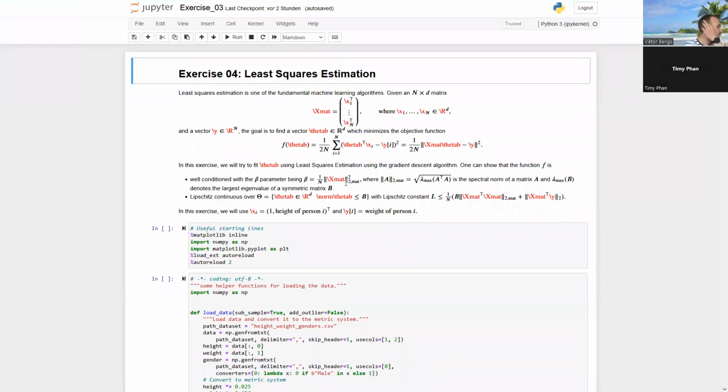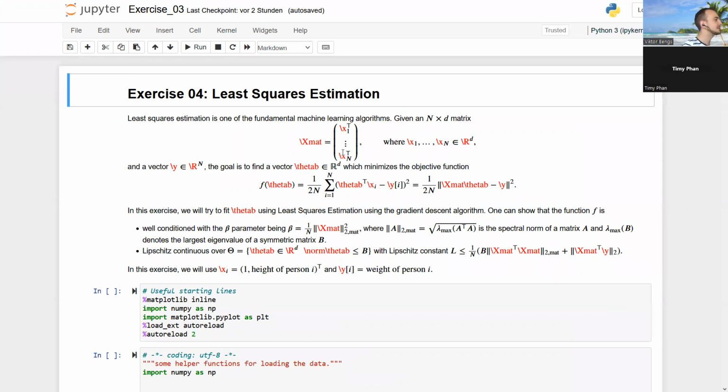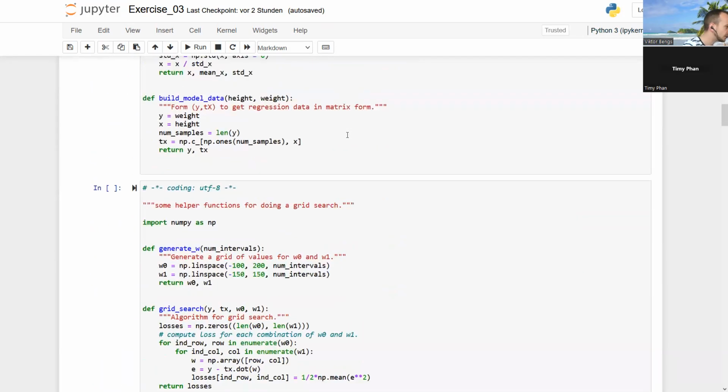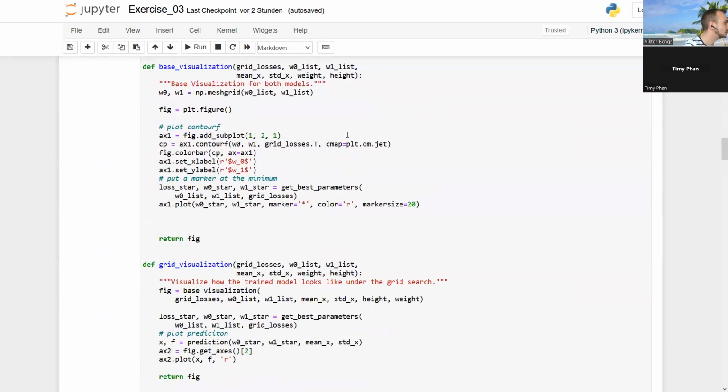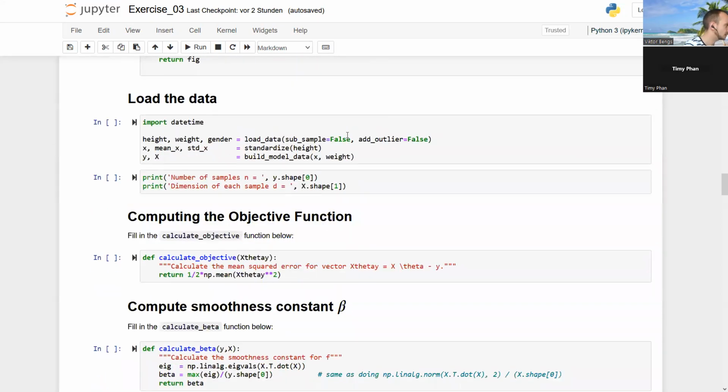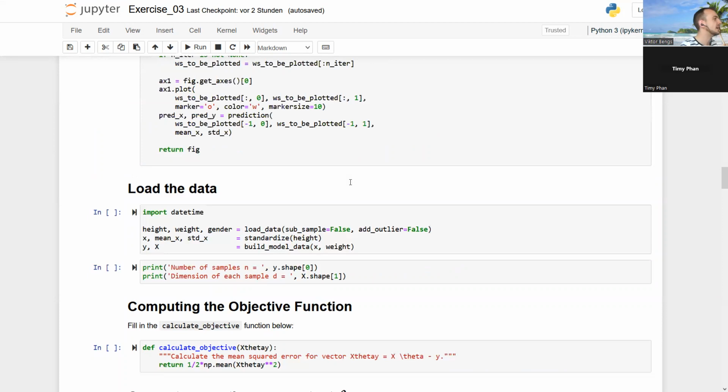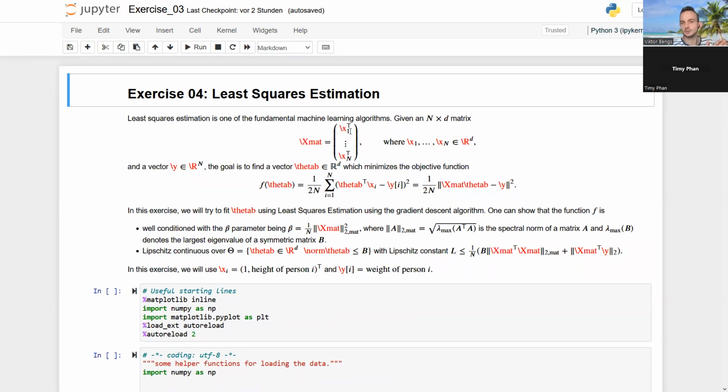It's about least square estimation, where we have, unfortunately the things here are not rendering as I wanted, a data matrix, which is storing data about whatever you want. So in our example here, it will be the height. It will store the height of different persons.